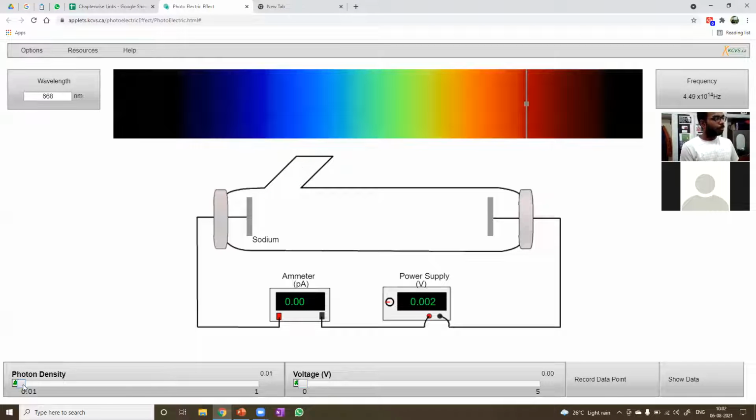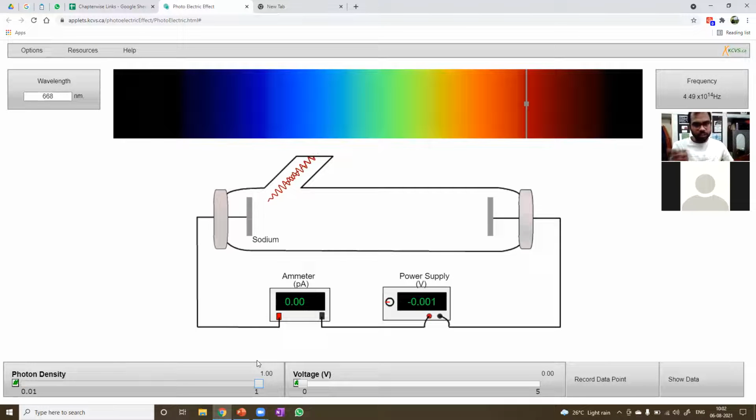So here I have placed intensity equal to 0.01. Now let me slowly increase the photon intensity or photon density, anything is the same. So I'm increasing. Increasing. Photon density is maximum, and very high intensity light is incident on this sodium metal.